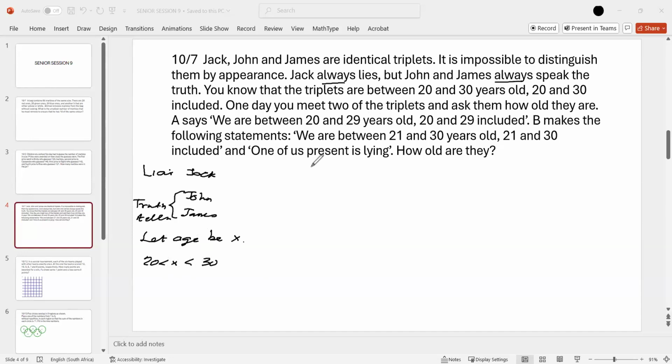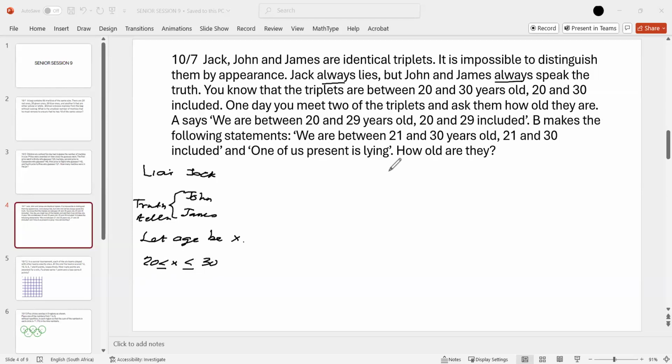It's less than 30, but they say it's 20 and 30 included, so we can put an equal sign here. That means X could be equal to 20, could be equal to 30. So this is a nice way of expressing X, but you must remember, X is an integer. So there are only 30 minus 19, 11 numbers here, 20, 21 up to 30. Okay, so we got an idea of what the age will be.